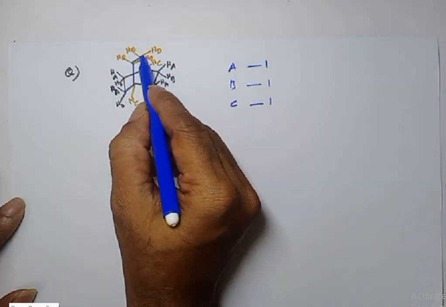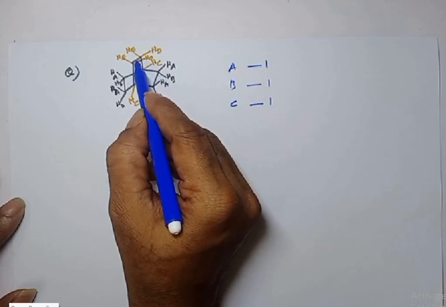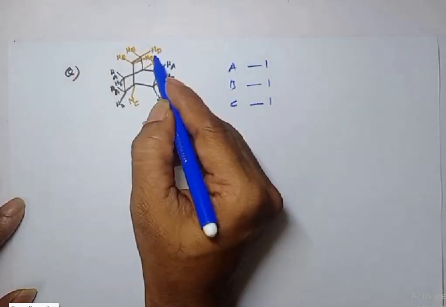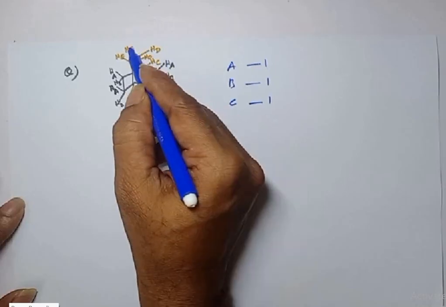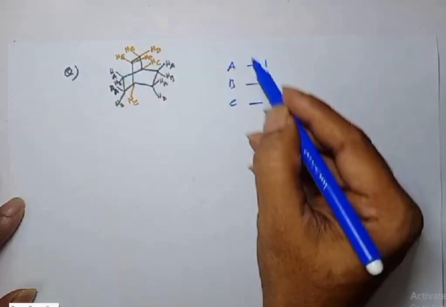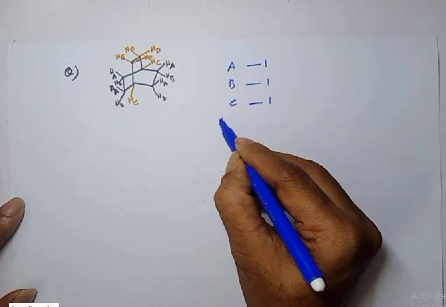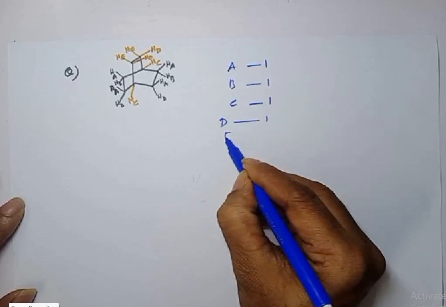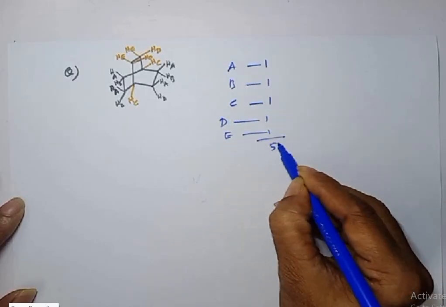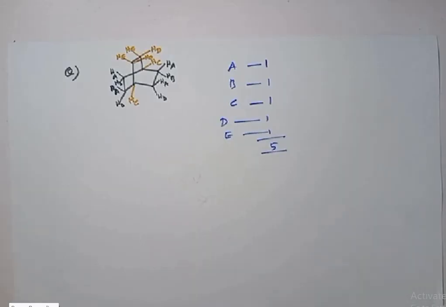Then in the top CH2 carbon, the hydrogens present on the right hand side are in one environment, and the hydrogens present on the left hand side are in a different environment. So D will give one signal and E will give one signal. So altogether we get 5 signals for this compound in the proton NMR spectrum.